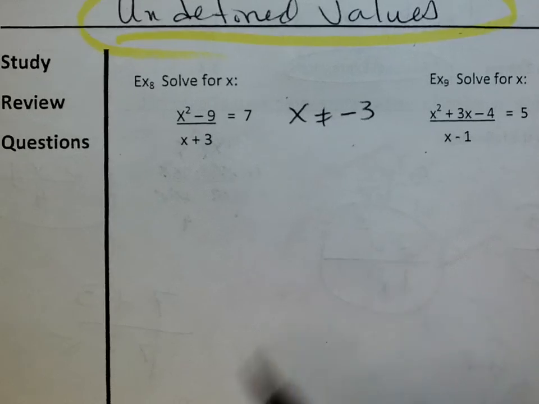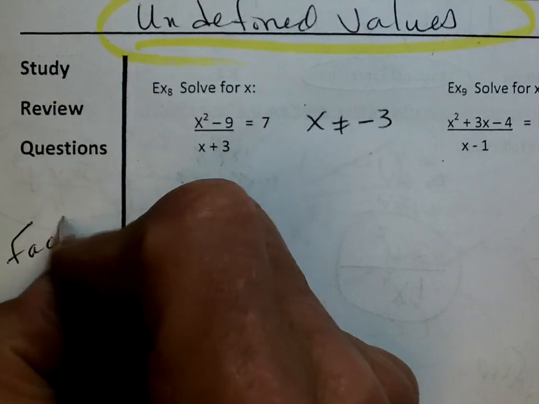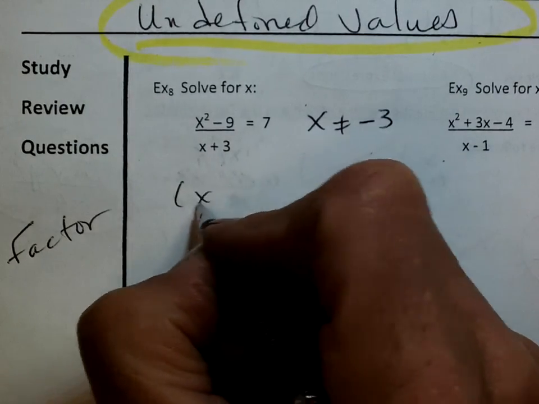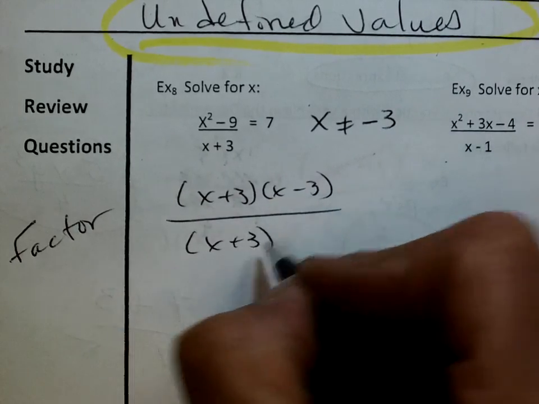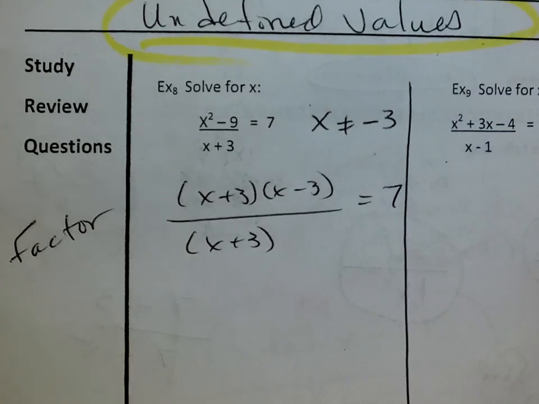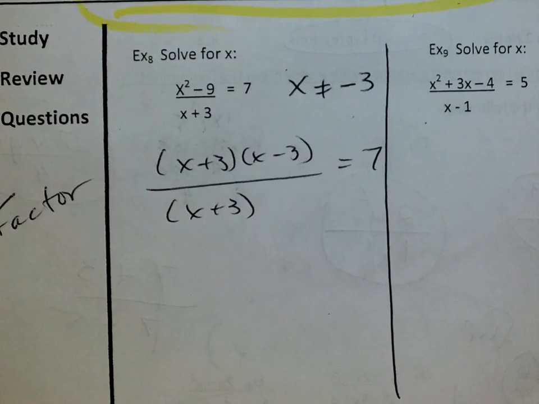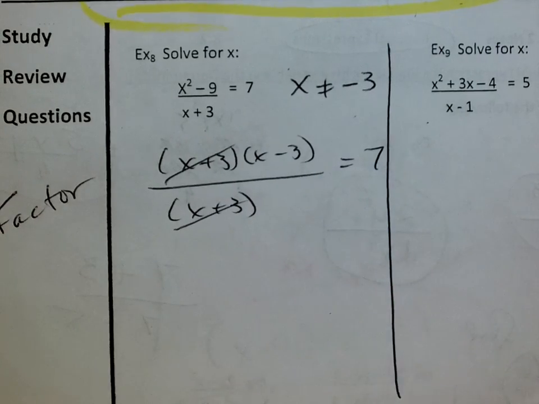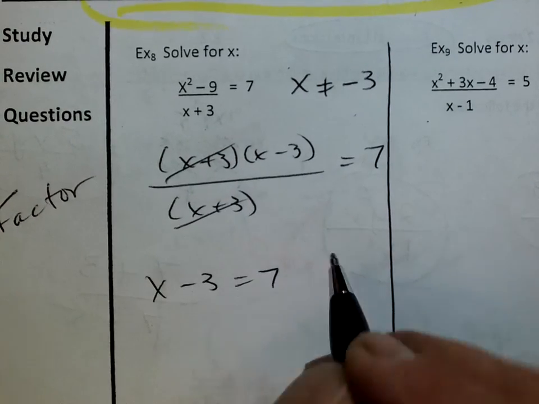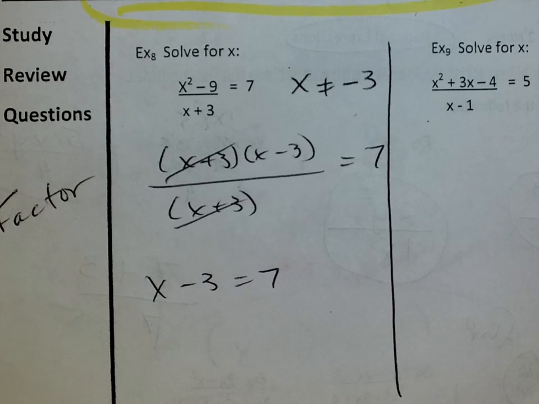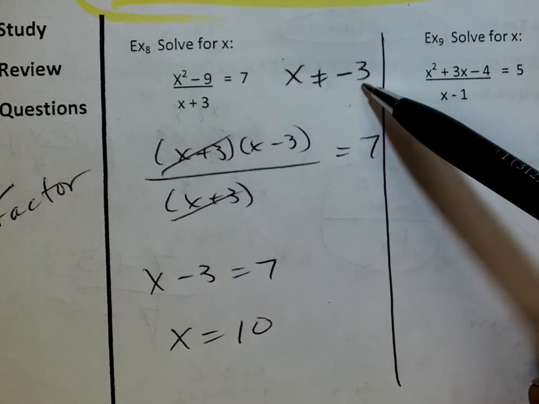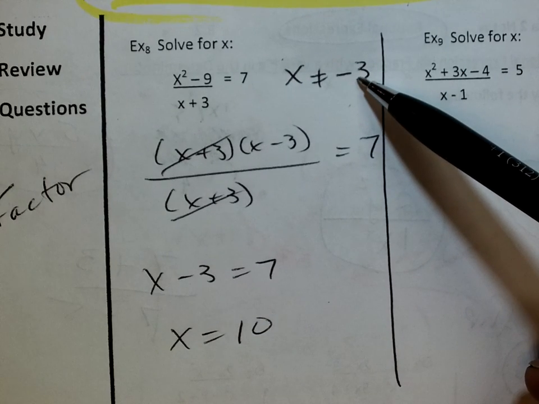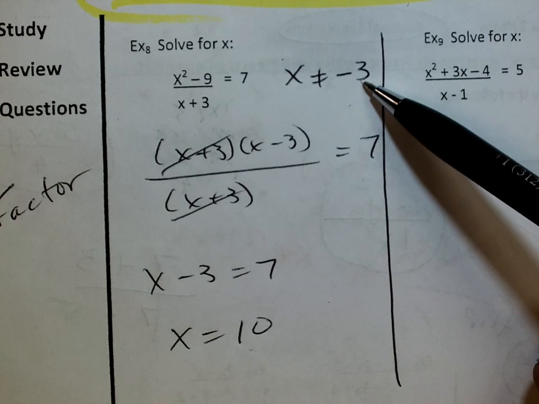Okay, so step 1, let's factor, because we might get some canceling, okay? We're going to have an x plus 3, x minus 3 over x plus 3 equals 7. Cancel, right? X minus 3 equals 7. Easy squeezy, right? Plus 3, plus 3, x equals 10. Whew. We don't have to make Cookie Monster mad, do we? We're good. X is 10. It's not negative 3. If x were negative 3, we'd have to throw it away. Okay? Can't make Cookie Monster sad.